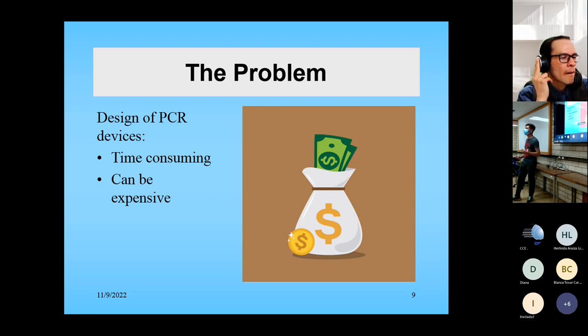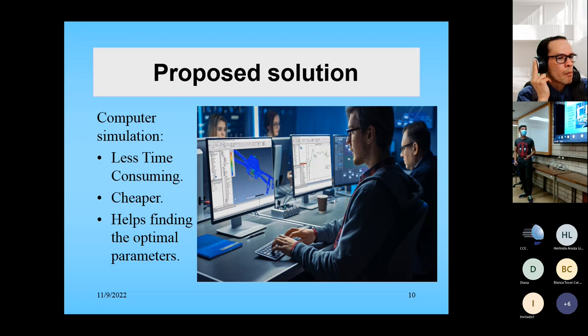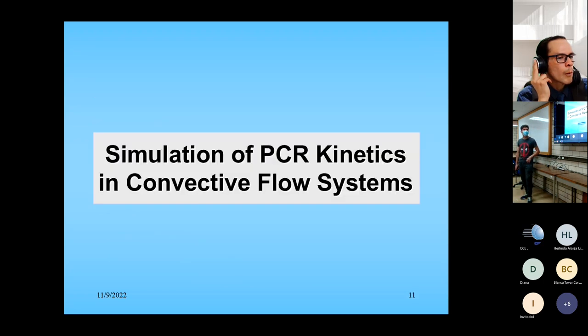But we have another problem. If we want to design better PCR devices, this can be very expensive and time-consuming because when we design a new device, we are facing trial and error experiments. Actually, computer simulation allows us to perform faster and cheaper designing for new devices, and helps us find the best operational parameters to try in the real life experiment.